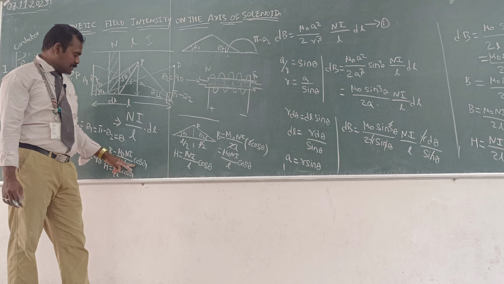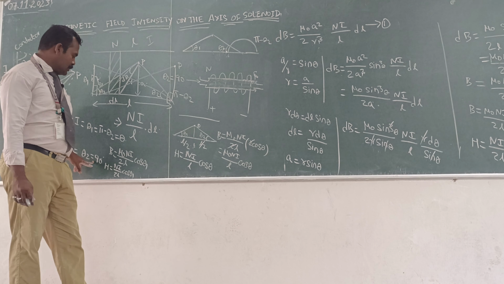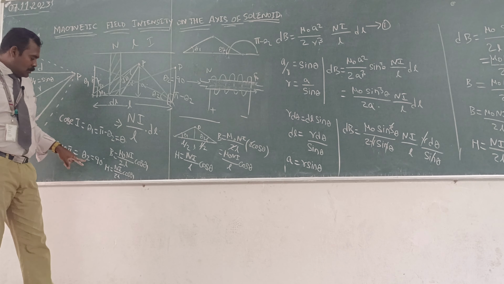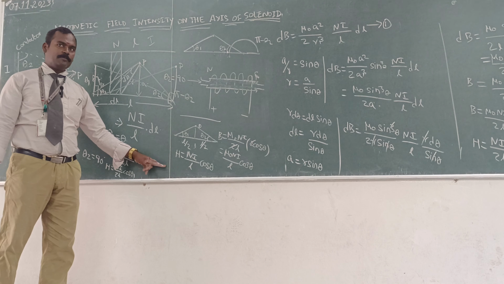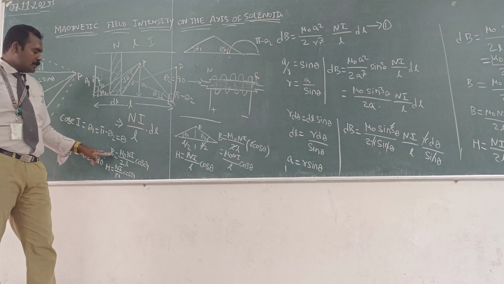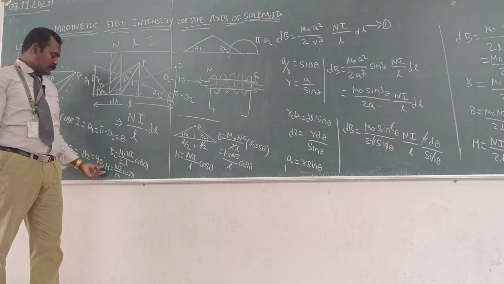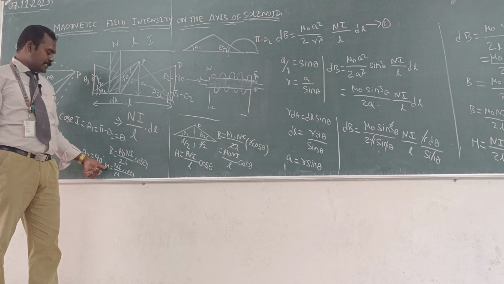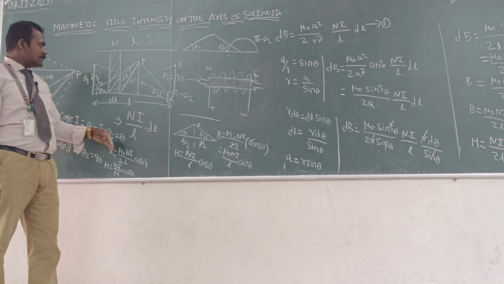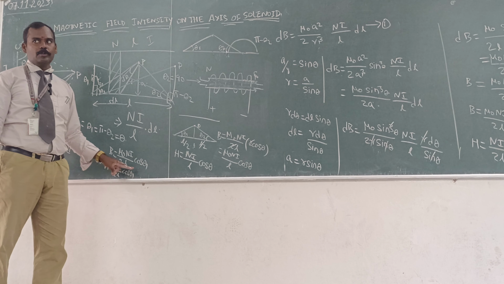So the remaining one angle, if you consider here, theta 2 is 90, so cos theta 2 will not come because it is 0. The remaining expression is B equals mu naught N I cos theta 1 by 2L. You can rearrange again for the magnetic field intensity: the mu naught gets cancelled, giving N I divided by 2L cos theta 1. If you consider the point P here, instead of theta 1, theta 2 will come.